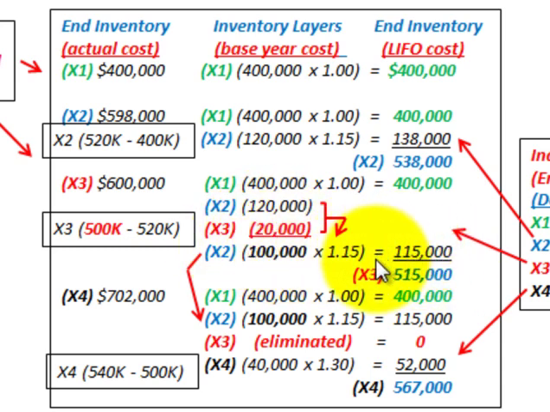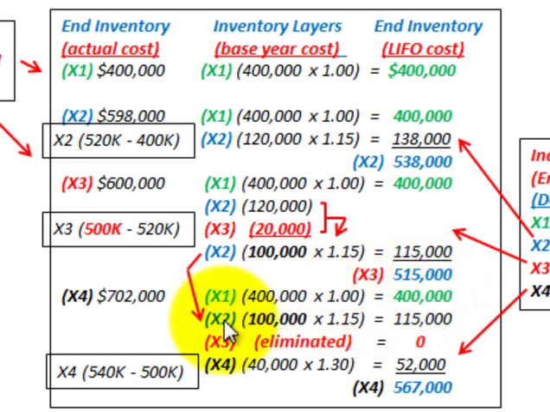Year X3 we had to subtract out. So for year X3, we don't really have a layer. We have to subtract that out. So we end up with, for year X3, the LIFO cost of $515,000. Now we have to work for year X4 to determine the inventory layers based on our base year cost. Again, we used year X1 of 400,000 times the 100% gives us $400,000 for our base year.